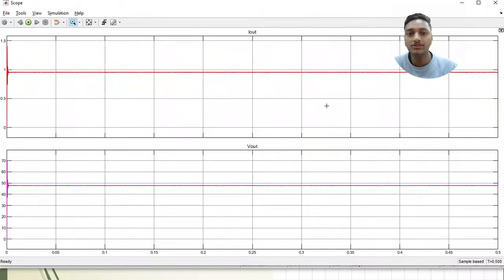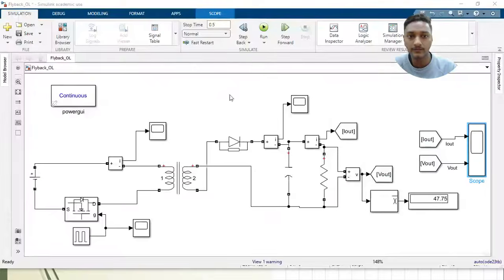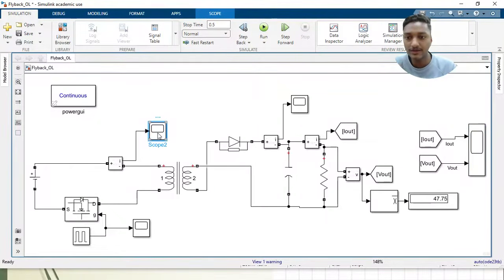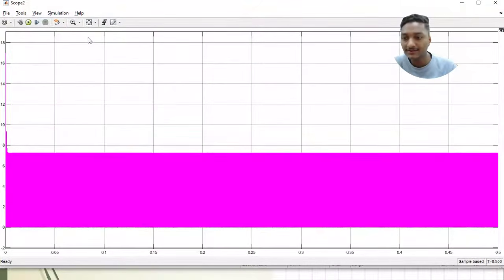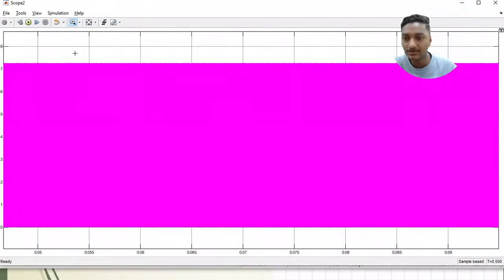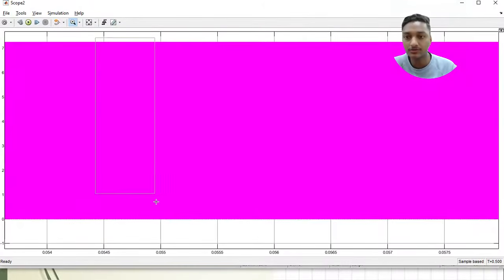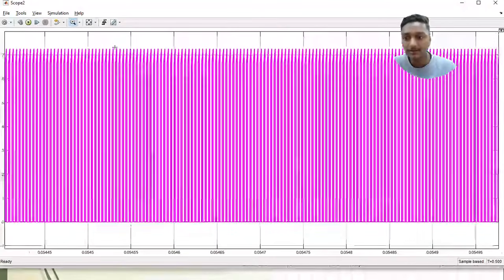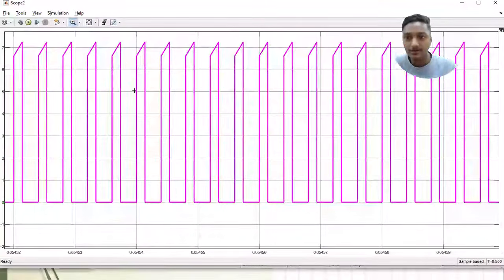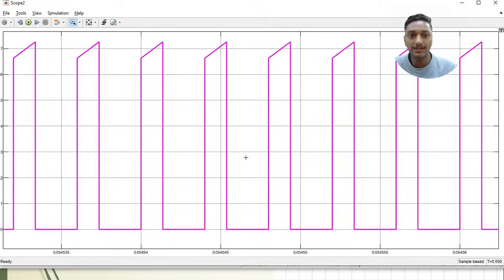So this is how we will do it. I will just plot the IL for you. One scope is already there, so I will just open the scope and show you. So you can see that 0 is achieved. What does it mean? But this is the input current I'm showing you, not the LM current. That is why it is going to 0, because I don't have a provision right now. If I keep the inductance outside, then I can show you that. So it is maintaining the CCM.